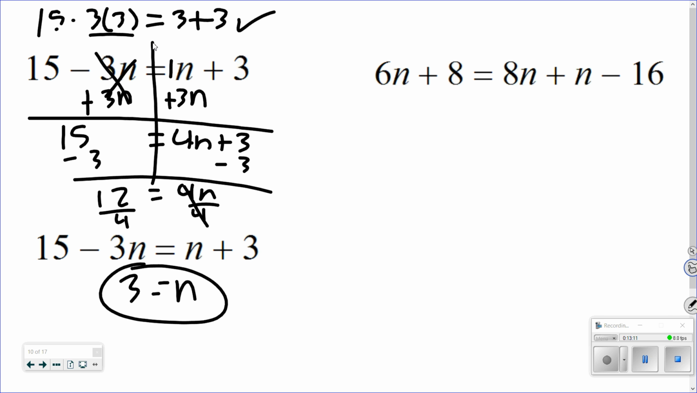Okay, let's do this last one here together. Then maybe I'll give you one more to try, and I think we'll be good. So again, our steps are, see if you can simplify both sides. The 6n plus 8, I cannot simplify.